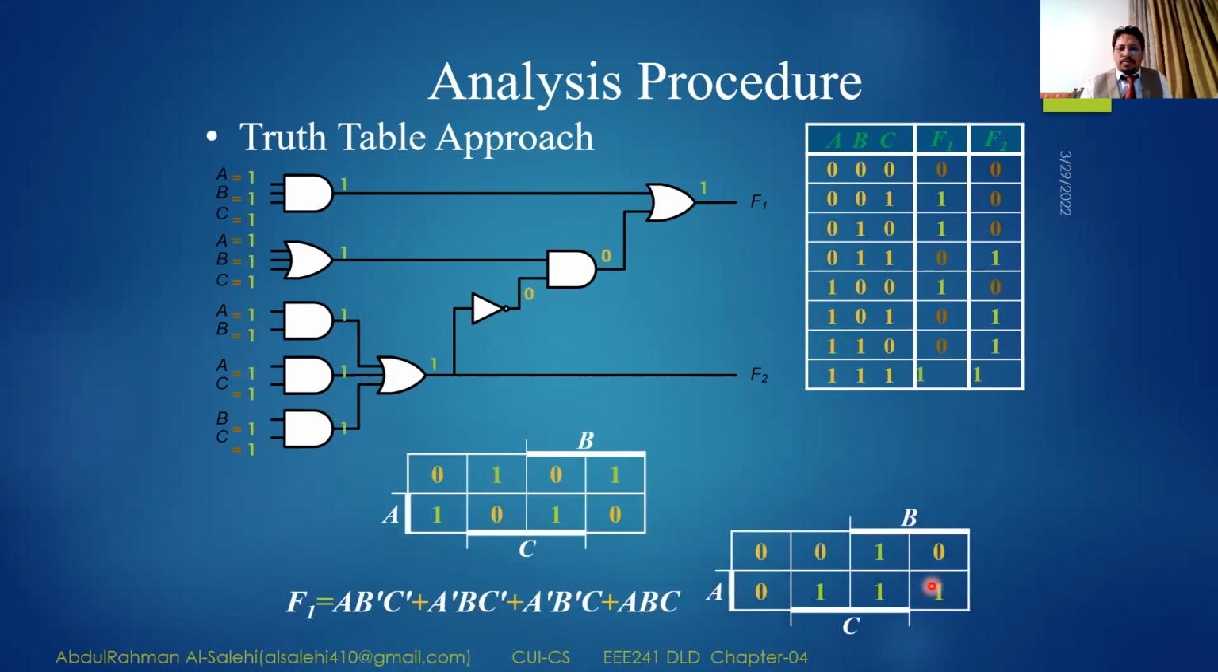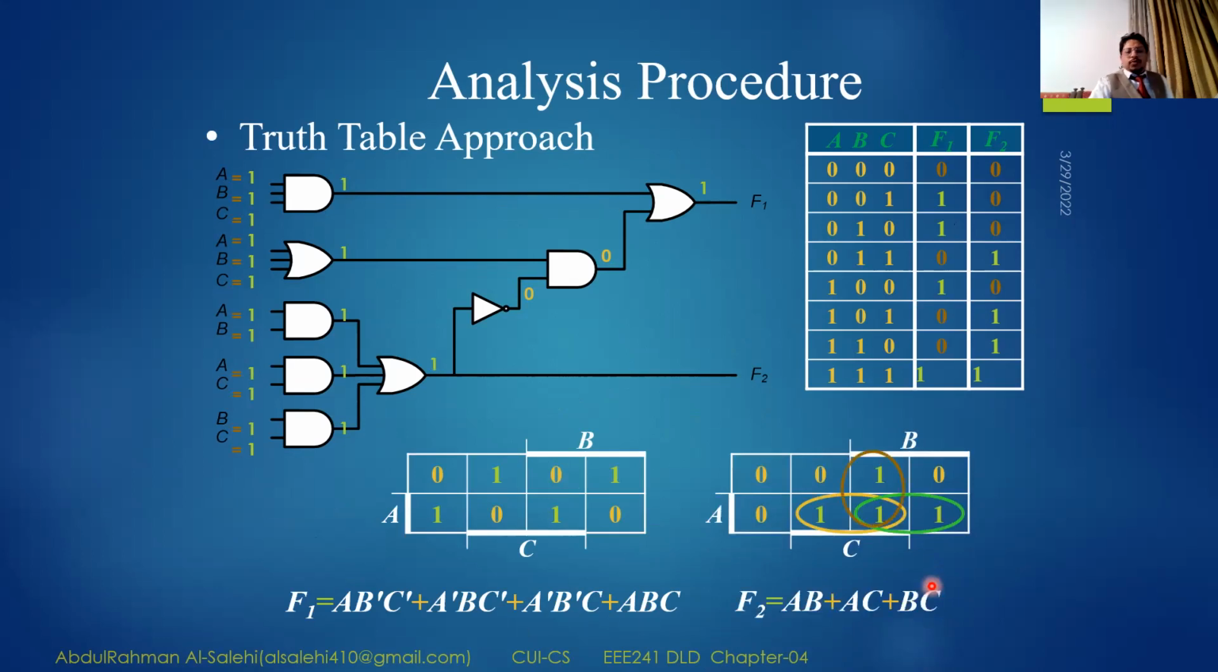Now, come to F2. For F2, what do we have? We have values at 0, 1, 2, 3, right? This is 3. Then 4, then 5, 6, 7. Again, minimize your circuit. How will you minimize it? You will take the adjacent squares together. So these ones together, you can take them. And when you take this, this is the area of B. What do I mean by the area of B, and the area of A and the area of C?